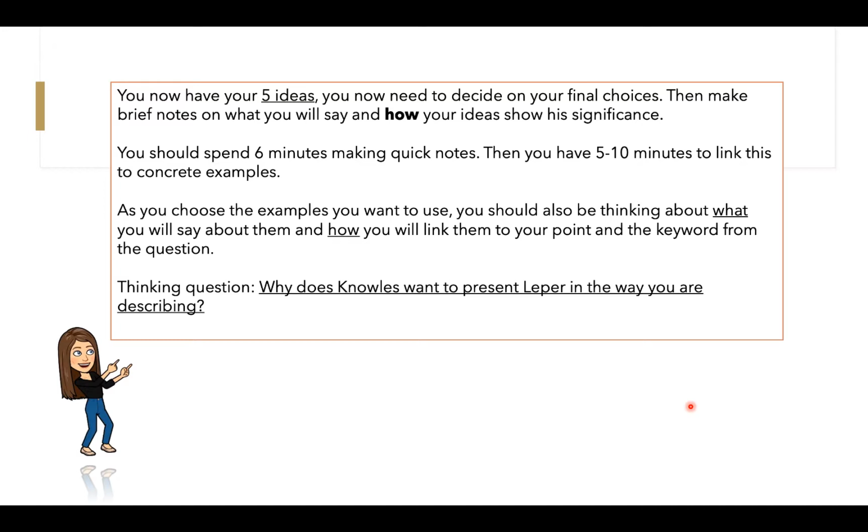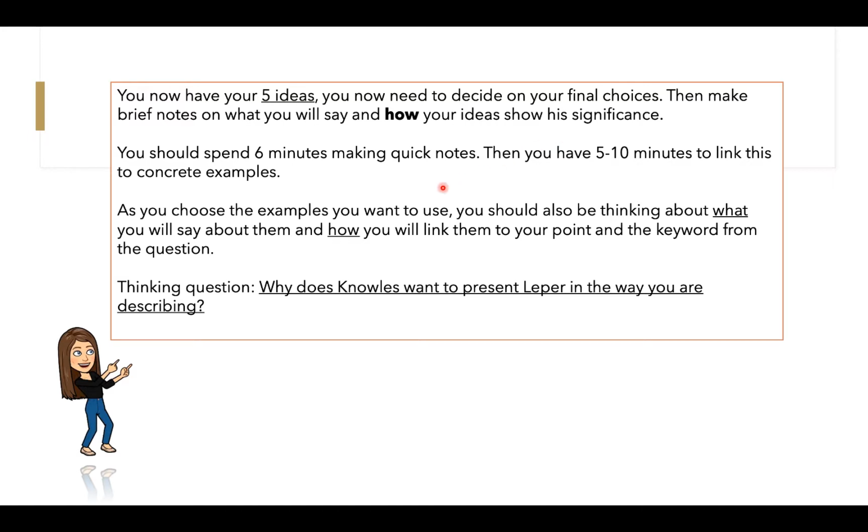So I've got about 5 ideas. You may have 5, you may have 6, you may not even have that, you may have 3. It's completely dependent on the question and how you're approaching the question, how you feel about it. So once you decide on your final choices, you do need to make brief notes on what you will say and how your ideas show his significance.